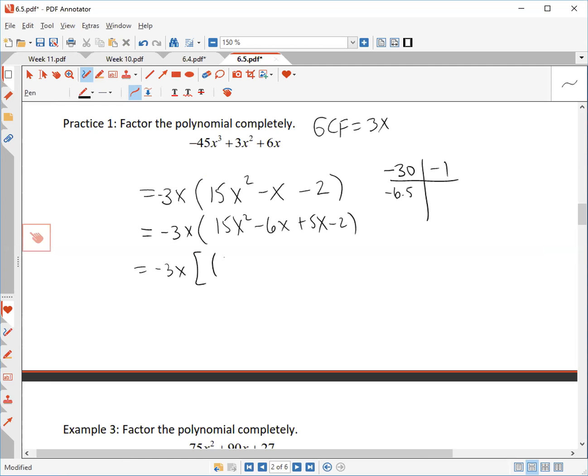From the first pair, we take out a 3x. That's going to leave us with 5x minus 2. Now, we can't take anything out of 5x minus 2, so we just think of it as a 1 in front of it from the start. And so then what we have is a 5x minus 2 and a 3x plus 1.